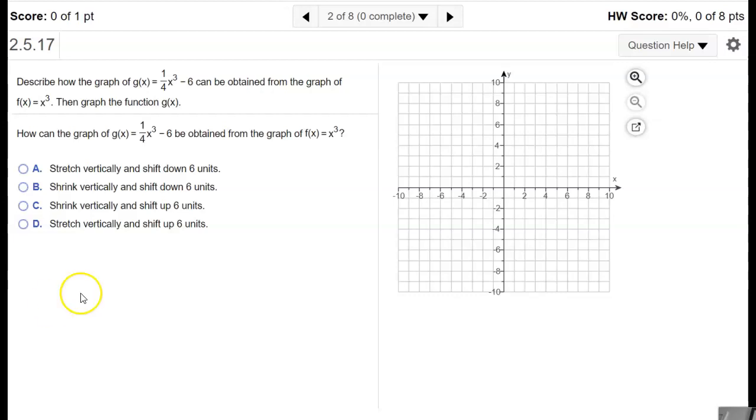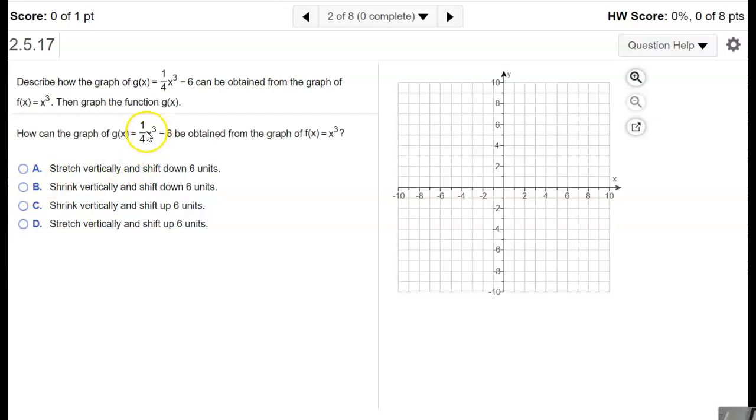We want to describe how the graph of g of x equals 1/4 x cubed minus 6 can be obtained from the graph of the parent function x cubed, and then graph it. So we know the parent function is x cubed. We are subtracting 6 on the outside of the parentheses or brackets, and so this is going to shift the function down 6 units. Okay, so we can eliminate choices C and D, and that leaves us to choose between choice A or choice B.